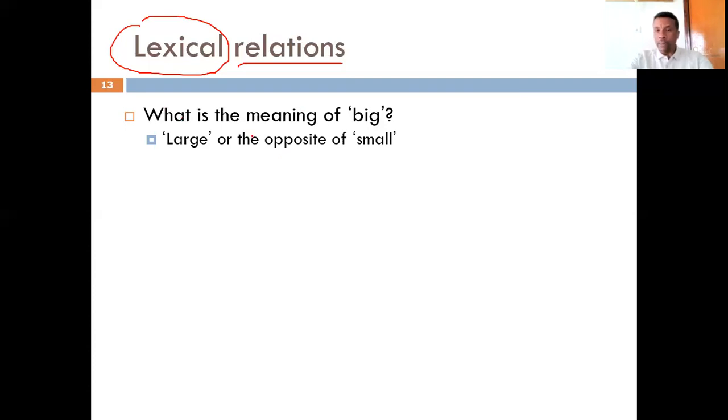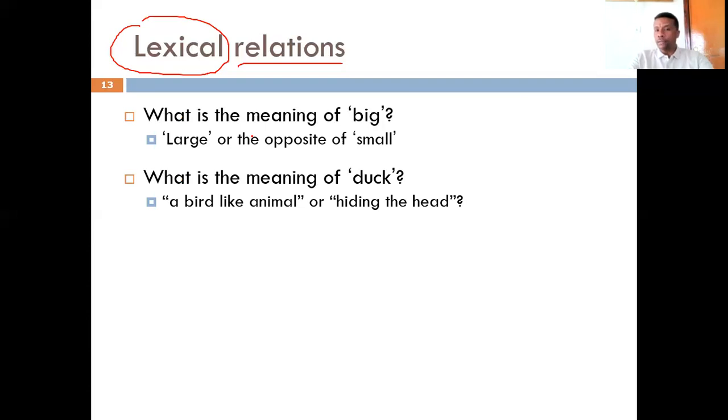So what is the meaning of big? You can represent it in many ways. Like what is the meaning of duck? It can mean either a bird-like animal, or it can be hiding your head. If someone tells you to duck your head, it means hide your head. When something is thrown and you say this, it means you are ducking, you duck your head. So this is what it means, which means a word can have many meanings.